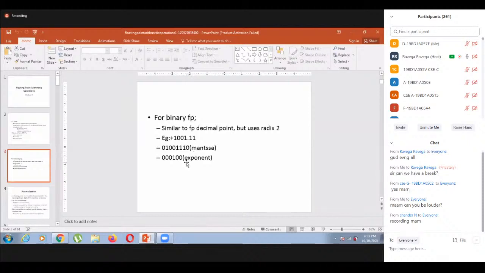Next, the exponent value. Here the decimal point is after the 4 digits, so the exponent value will be 4. In binary representation, the value 4 will be represented as 100.